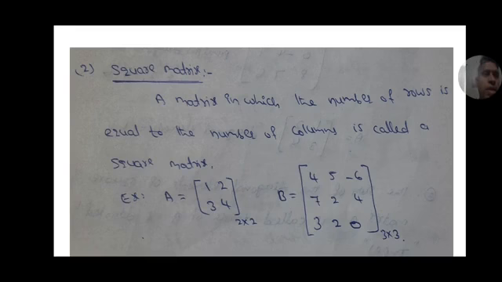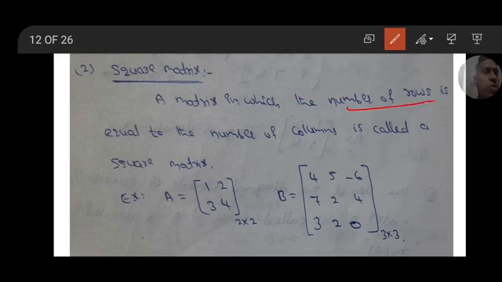Second one is a square matrix. A matrix in which the number of rows is equal to the number of columns is called a square matrix. For example, A matrix 1, 2, 3, 4. Row 1, row 2, 2 rows; column 1, column 2. 2 by 2 matrix, 2 rows and 2 columns. Number of rows equal to number of columns. Therefore, it is a square matrix.